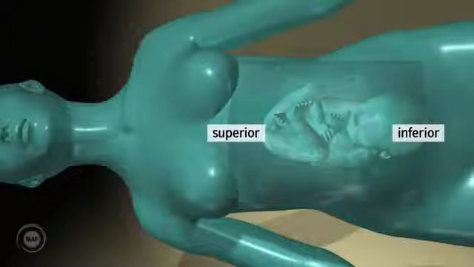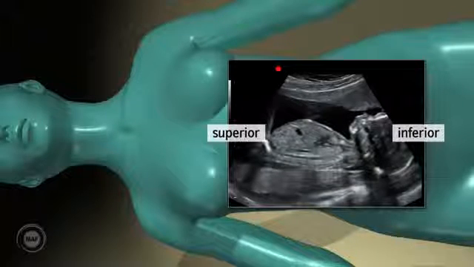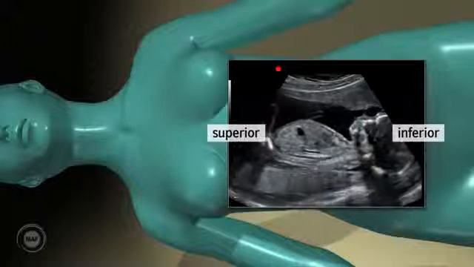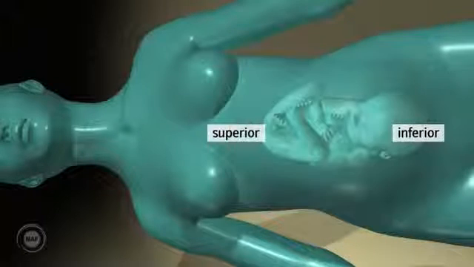So when scanning in the longitudinal plane, the mother's head is represented to the left of the screen and her feet to the right. The location of the dot on the screen should correspond.